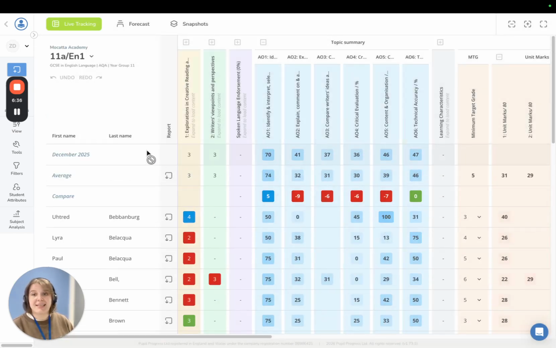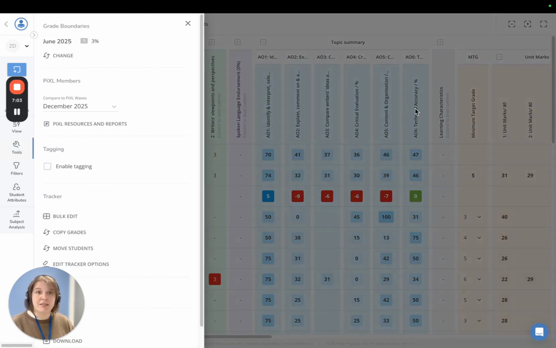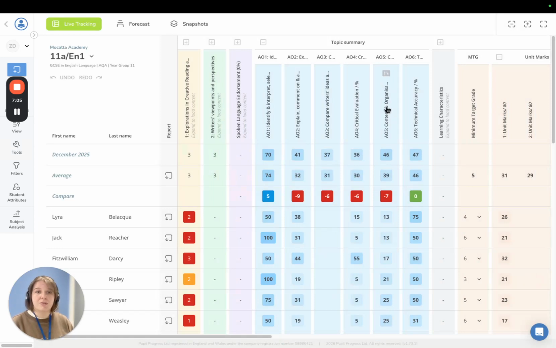What that does is add another row of averages on top of your class average for the PiXL cohorts. And then we've also got the compare line that will show how your school's performing versus the PiXL cohort. So for instance, we had flagged AO4 earlier, but actually we've got the biggest gap in AO5 and AO2 against that PiXL cohort. So maybe those are areas that we might want to look into if we're performing under that national cohort. Again, then we can build out our interventions for those specific areas.